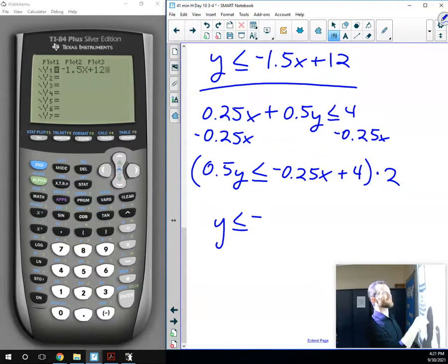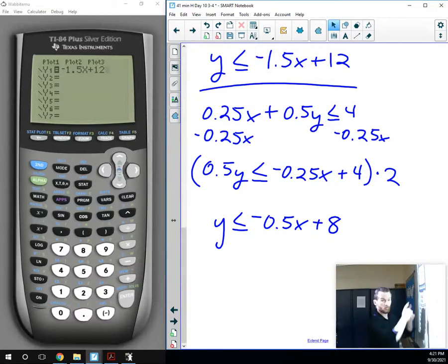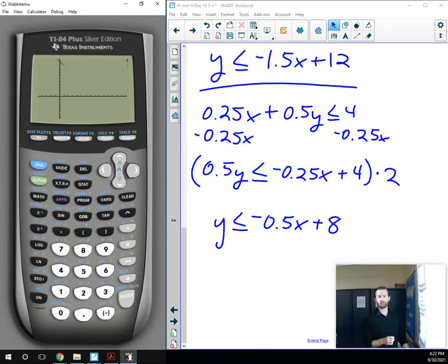So I double the negative 0.25 and get negative 0.5x, plus double the 4 and we get 8. Go to y equals, go to y2. That's negative 0.5x plus 8. Hit graph. Let's see what our feasible region looks like. Oh, we messed with our window, but it looks like this should still be fine. Yeah, we can still see it fine.